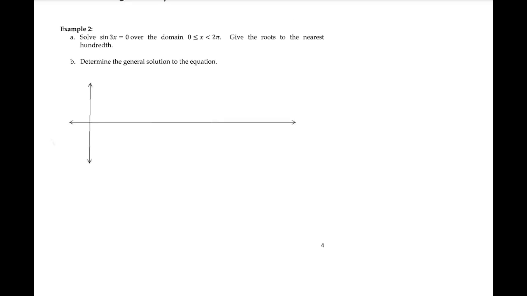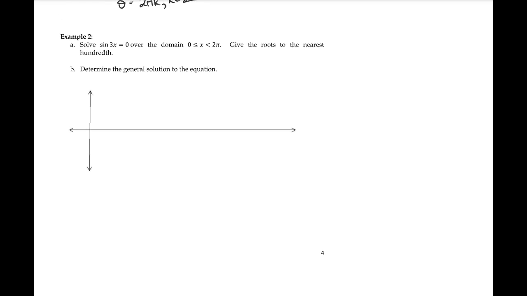Our second example, and our last example of this lesson, looks at solving for sine 3x equals 0 over the domain of 0 is less than or equal to x, which is less than 2 pi. Give the roots to the nearest hundredth. Okay, determine the general solution of the equation. So we can start by graphing.